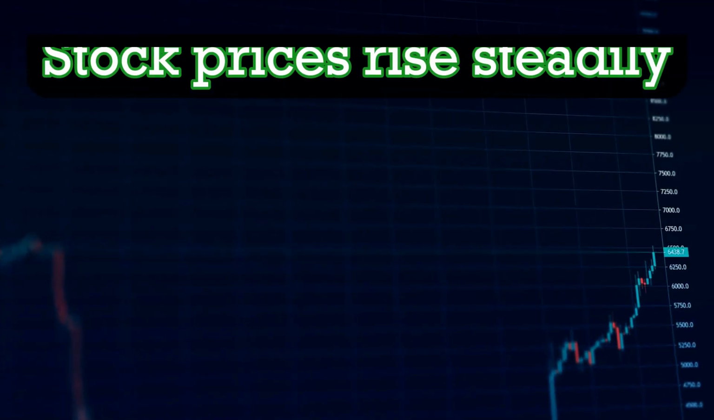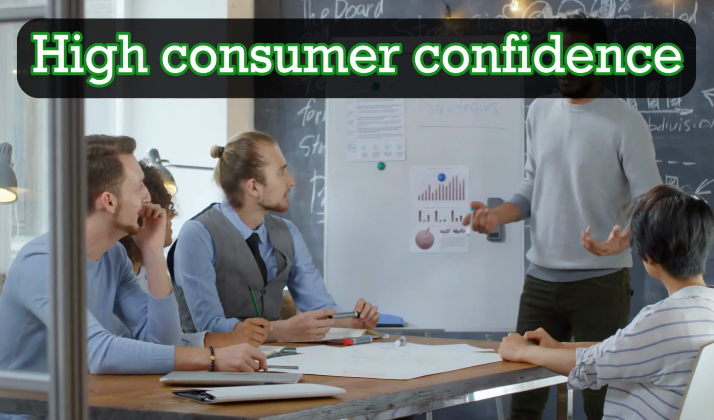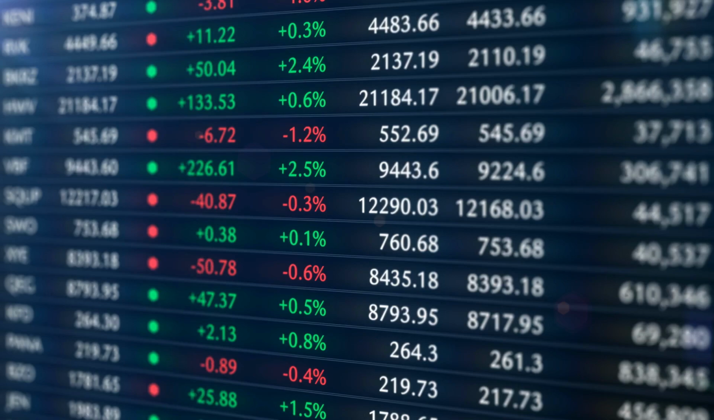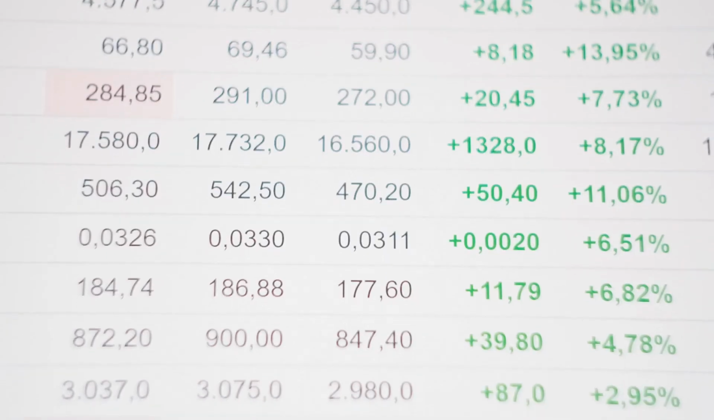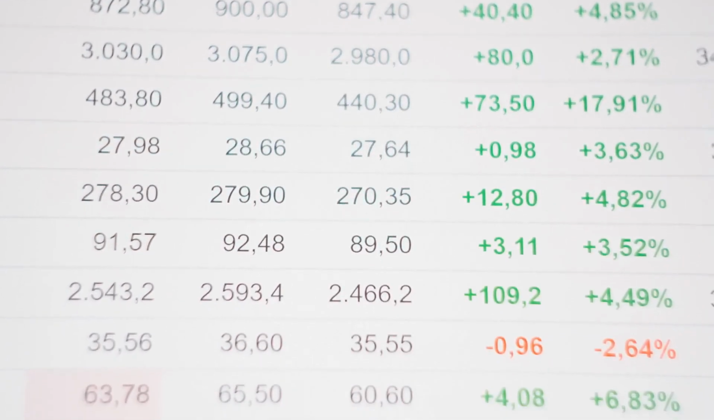They typically occur when stock prices rise steadily, and they are usually accompanied by high consumer confidence, low unemployment, as well as strong economic growth. In addition, new all-time highs in benchmark indices must coincide with a rise of 20% from the recent bear market lows before a new bull market can be declared.